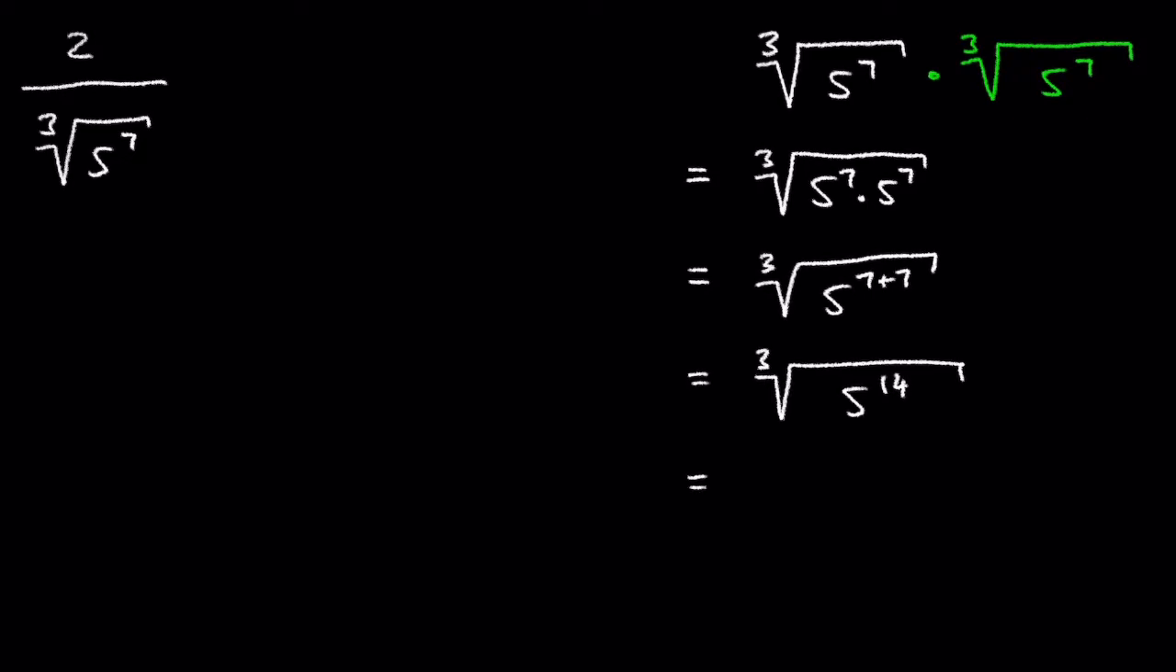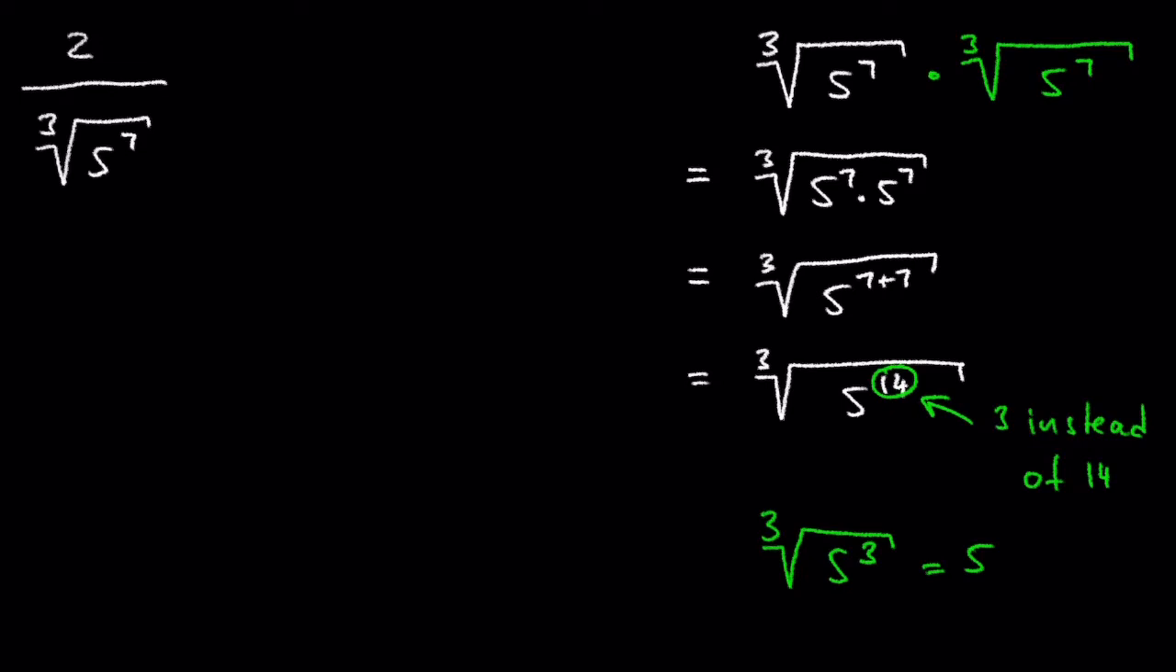This didn't bring us any closer to our solution. If we had a 3 instead of 14 in the exponent, we would then get the third root of 5 to the 3, which would just give us 5, which is a rational number. But how can we get a 3 instead of a 14 in the exponent?